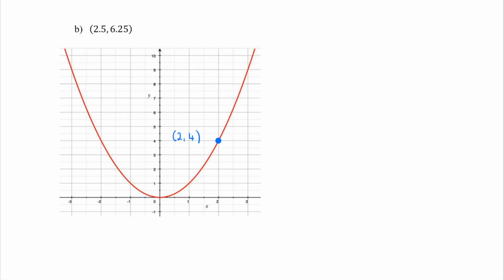Now, let's bring the second point closer. Instead of (3, 9), we now use the point (2.5, 6.25). So instead of (3, 9) here, we bring it closer to here. So now, our 2 points are (2, 4) and (2.5, 6.25). Let's find the slope.